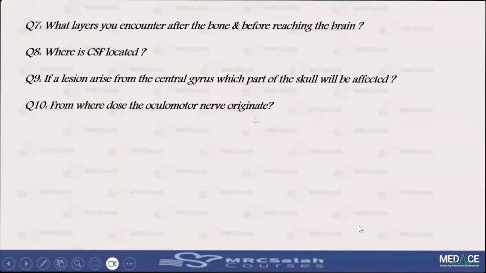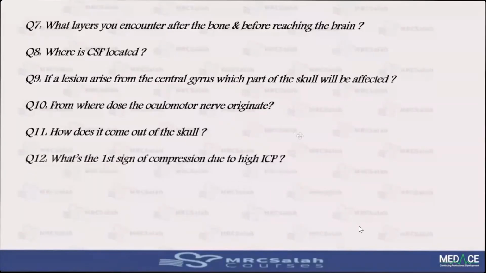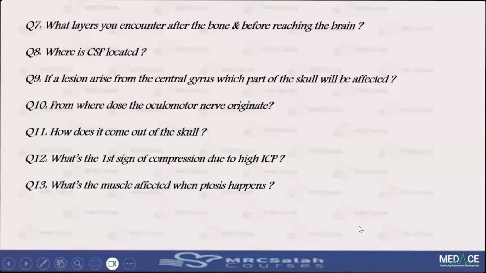From where does the oculomotor nerve originate? The midbrain. How does it come out of the skull? The superior orbital fissure. What is the first sign of compression due to high intracranial pressure? The dilated pupil. Yes. So if they ask about the first sign of compression of the oculomotor, it's mydriasis with the dilated pupil. And if they ask about the first sign of increased intracranial pressure, it will be impaired mental status.